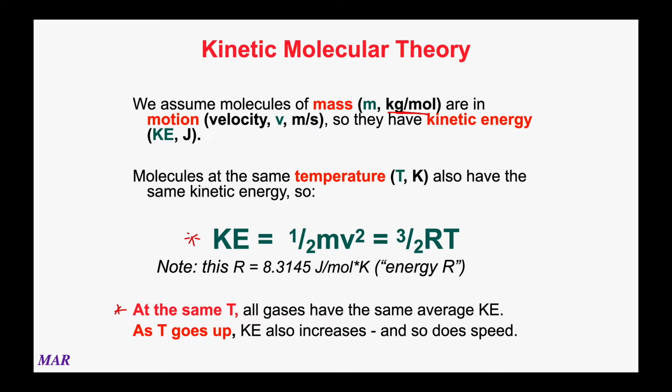So if the temperature changes and the 1/2 mv squared equals that 3/2 kT, the thing that changes will be the speed, v. As temperature goes up, the speed of the gas goes up. And as temperature goes down, the speed of the gas goes down. And I like this analogy because I feel that way in my day-to-day world.